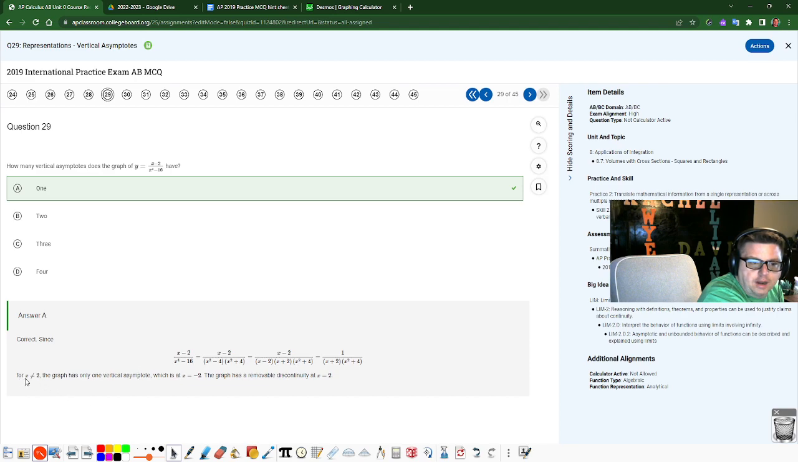And for x cannot equal 2, the graph has only one vertical asymptote. X equals -2. The graph has a removable discontinuity. Yeah, so once again, they don't even say anything about that.